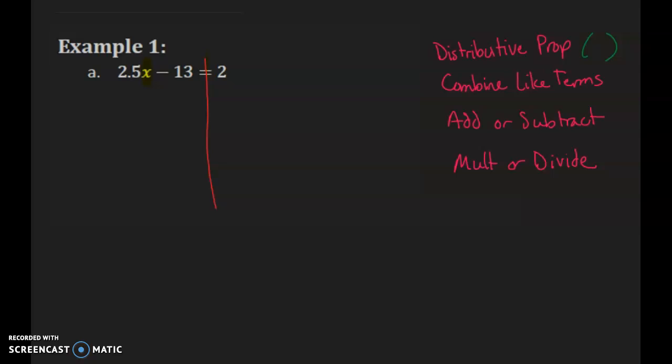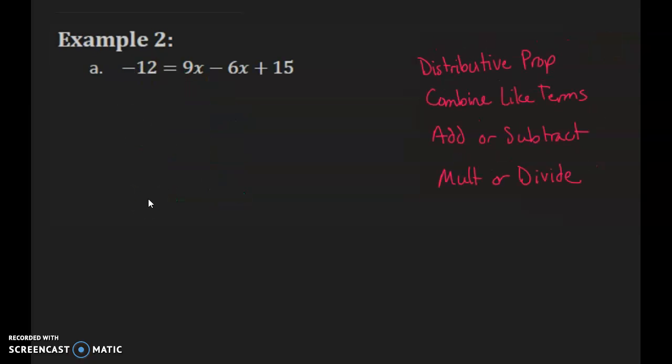So now we're going to add or subtract. So we have 2.5 times x minus 13. We want to move the subtraction first. The inverse of subtraction is addition, so we're going to add 13 to both sides. That leaves us with 2.5x equals, and 2 plus 13 is 15. So now we've done all the addition and subtraction we can do. We are next going to multiply or divide. We have 2.5 times x, so we're going to divide by 2.5. That's the inverse of multiplication. So we end up with x equals 6.